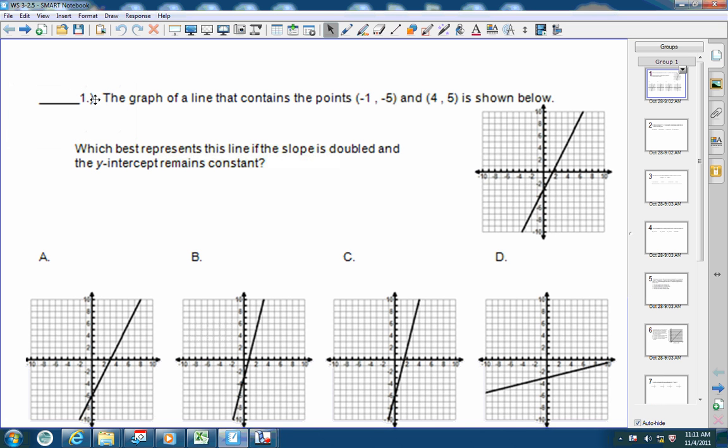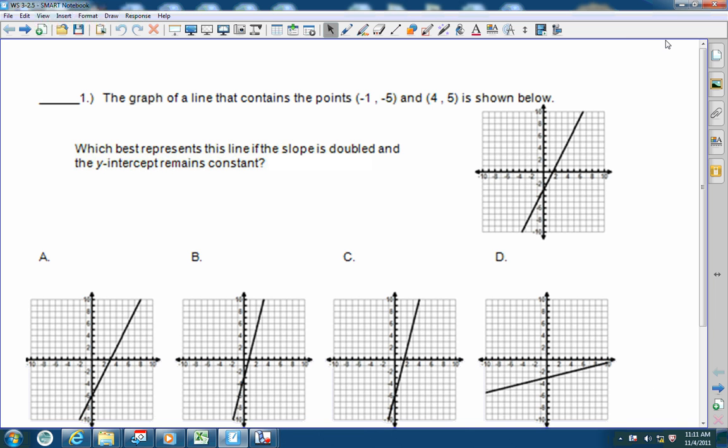This video goes along with worksheet 3-2.5, which is still a review over y-intercept, slope, translations, and the steepness of slopes. Okay, on number one, pause the video and see if you can come up with the answer, and then press play and check it.